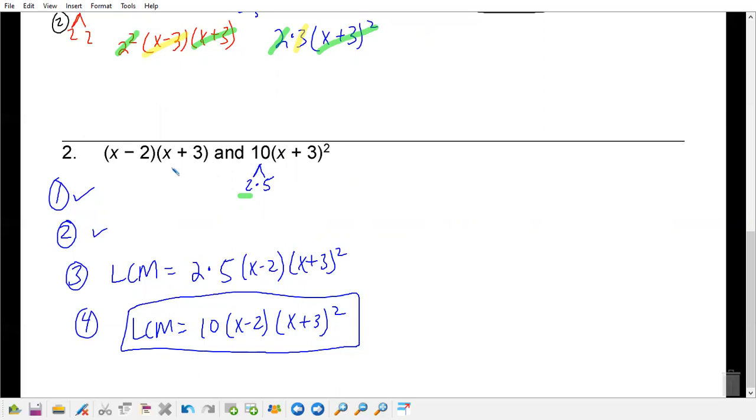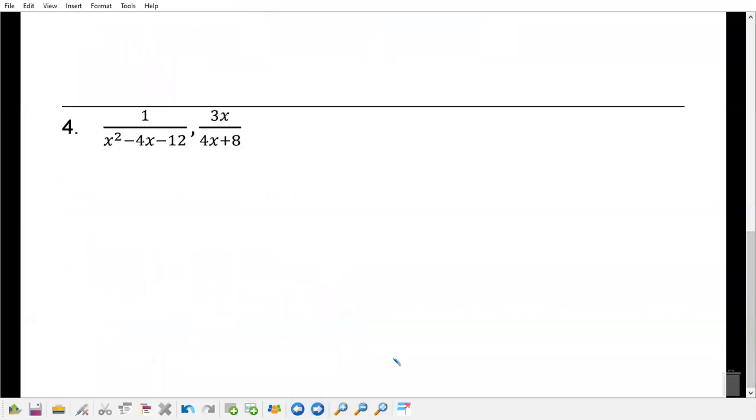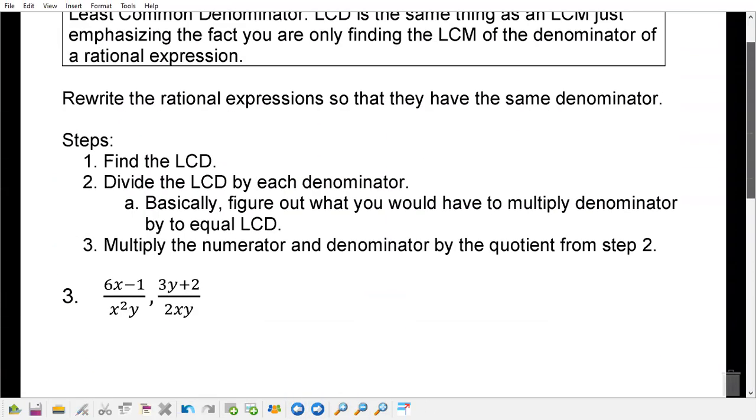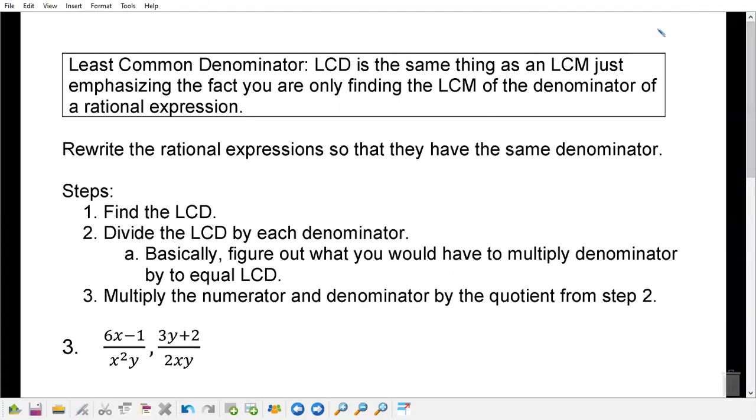And that's my LCM. All right, so now we're going to talk about the LCD. Least common denominator, LCD, is the same thing as an LCM. We're just emphasizing the fact you're only finding the LCM of the denominators of rational expressions.